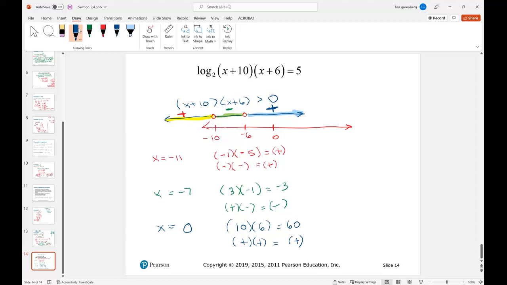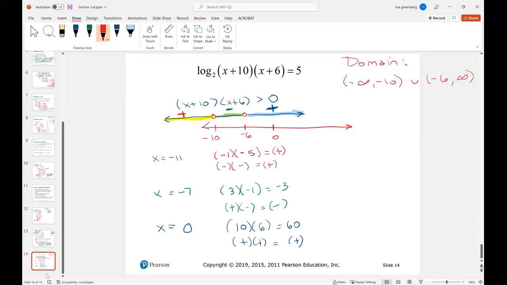So now I can see my domain. My domain is, well, everywhere it's positive, right? And I took out the 0, so I don't include -10 and -6. So I can say I go from -infinity to -10, union, I can't use anything between -10 and -6, but I can use anything greater than -6, -6 to infinity. So that's the domain of that log function.